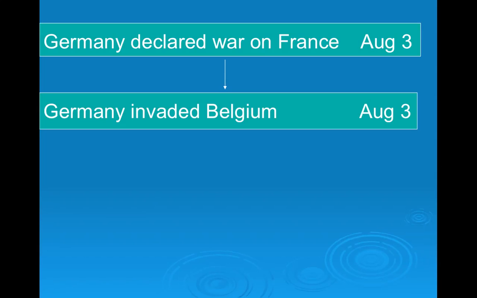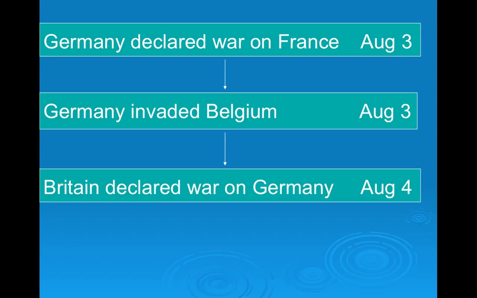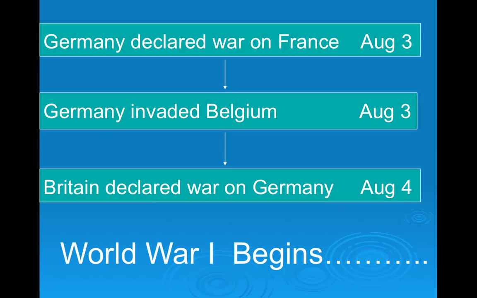I always remember Belgium was neutral. I always remember this because Belgium has really good waffles. And if you have good waffles, you're probably going to be okay with people, you know. But when Belgium is invaded, that really makes Britain mad because Britain had alliances with Belgium. Britain decides to declare war on Germany, and all of a sudden World War I begins.